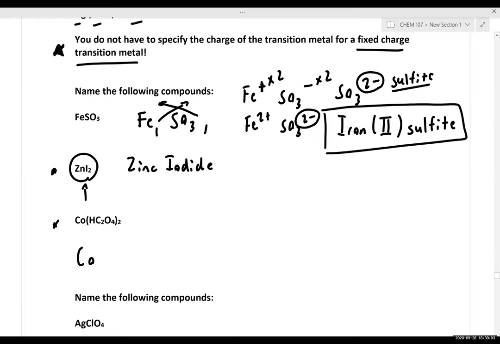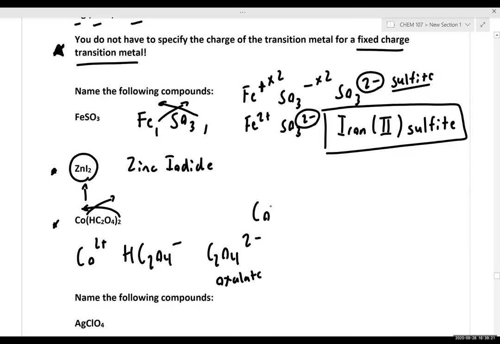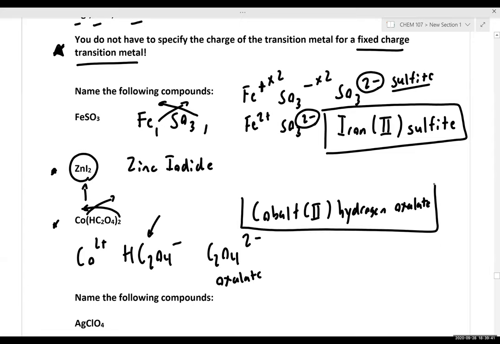For this next example, if we reverse cross our charges, we end up with cobalt 2+ and HC2O4-. This is a derivative of oxalate. So now that we have all of our charges established, we write the name of our cation, which is cobalt. We write the charge in Roman numerals, and then we write the name. And since this is a hydrogen-containing polyatomic ion, we'd write the name as hydrogen oxalate. And there we have the complete name for this compound.